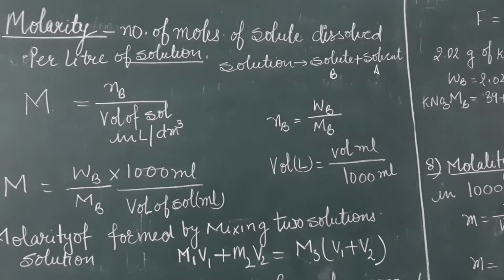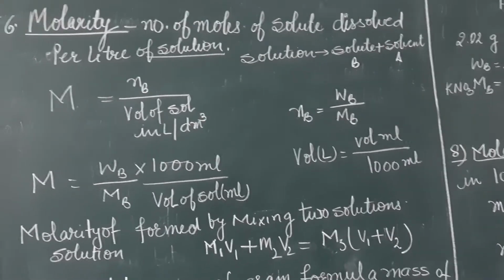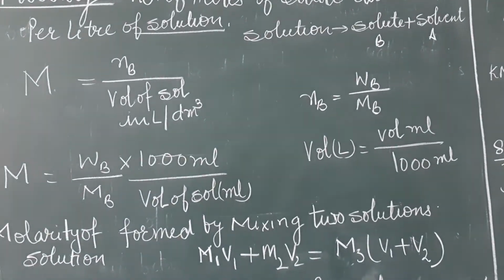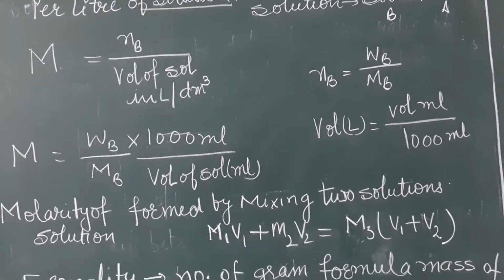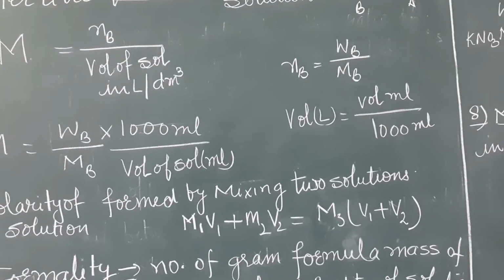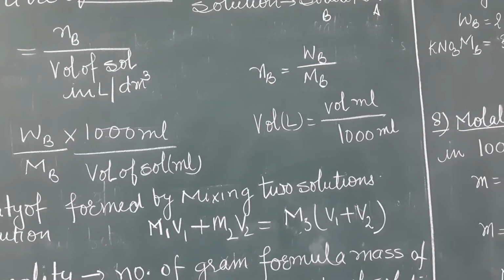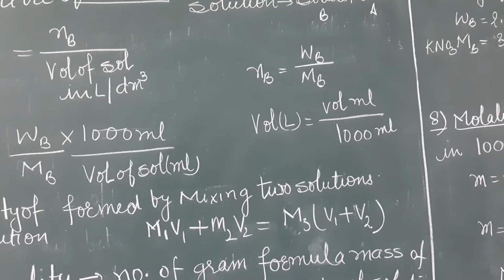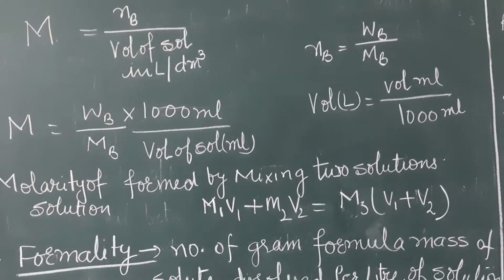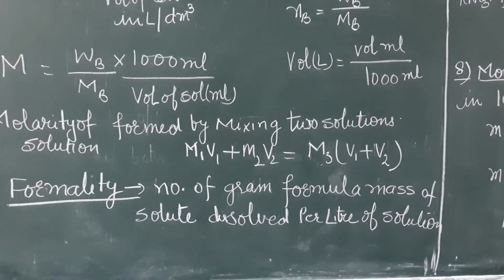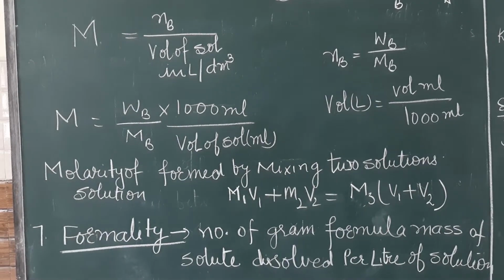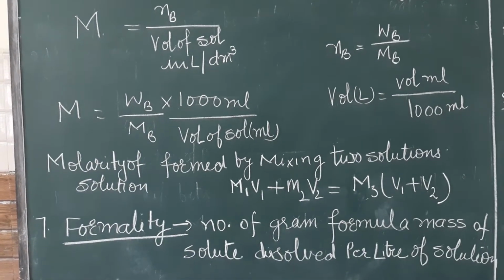How can we find the number of moles of solute? It can be calculated using the formula: weight of solute divided by molecular mass of solute. Wb is the weight of solute and Mb is the molecular mass of solute. If volume is given in milliliters, then we multiply by 1000 ml, because 1 liter consists of 1000 milliliters, so the volume can be converted into liters. So molarity is Wb upon Mb into 1000 ml divided by the volume of solution.